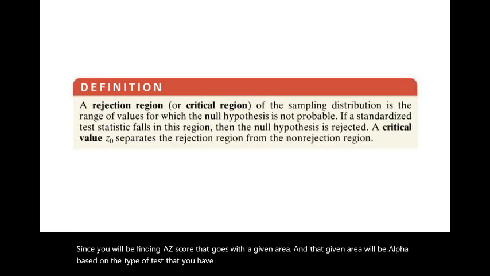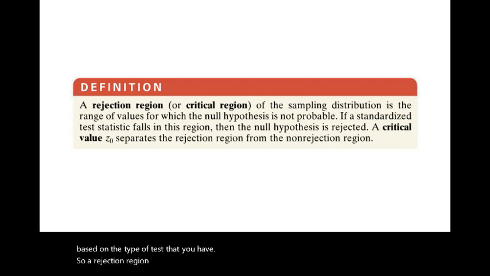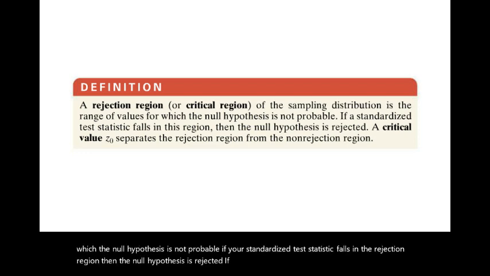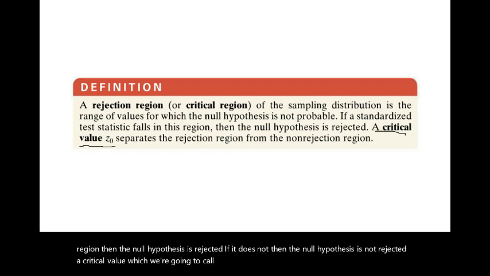A rejection region of the sampling distribution is the range of values, the range of z-scores, for which the null hypothesis is not probable. If your standardized test statistic falls in the rejection region, then the null hypothesis is rejected. If it does not, then the null hypothesis is not rejected. A critical value, which we're going to call z0, separates the rejection region from the non-rejection region.